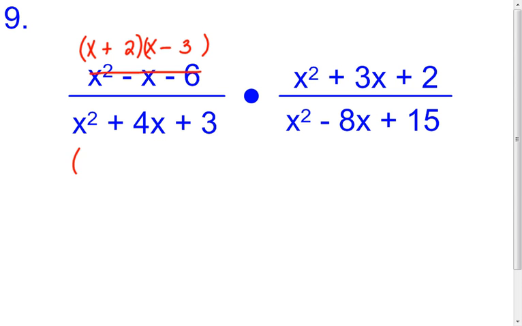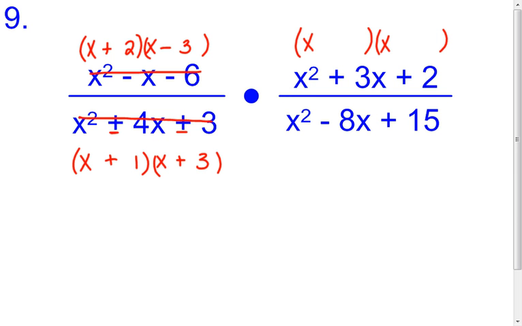Okay, on the bottom, x times x makes x squared. 1 times 3 makes 3. Positive right here means they either need to be both plus or both minus. Since you have a positive here, it'll be plus plus, and that's that one. And then over here, we have x and x make x squared. 1 times 2 makes 2. And of course, since it's plus right here, it either needs to be plus plus or minus minus. Plus in the middle, so it'll be plus plus.